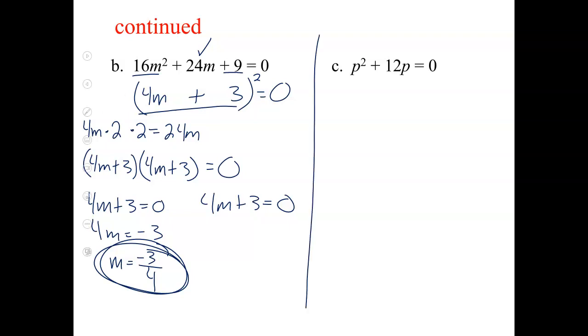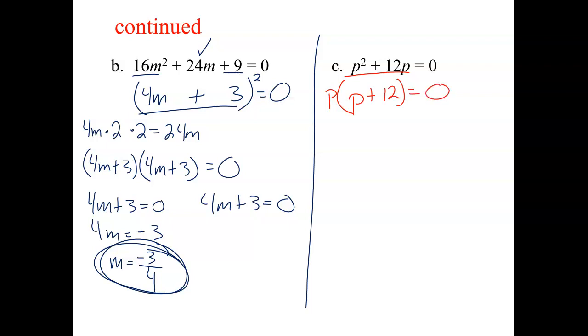Standard form? Kind of. Is it set equal to 0? Yeah. We're missing a term though, okay? But I can still factor it. So now I just have to think of a different way. How can I factor this? Factor out my GCF. So I'm left with P times P plus 12.